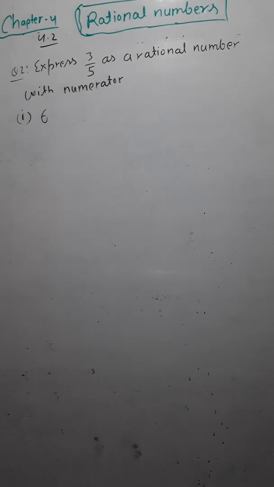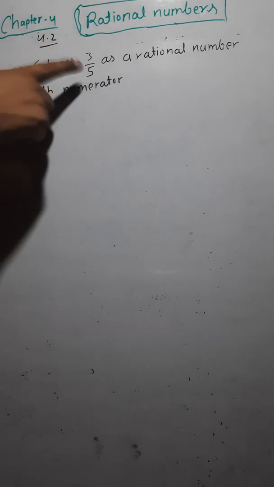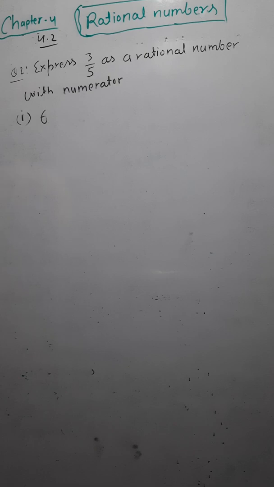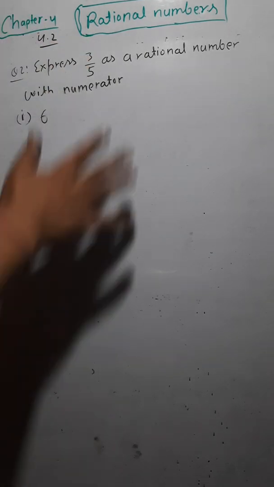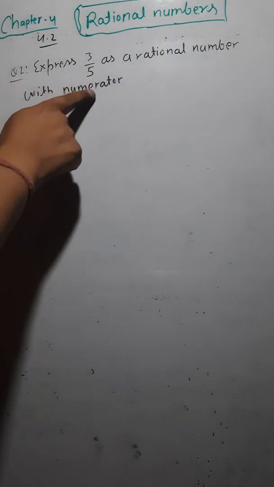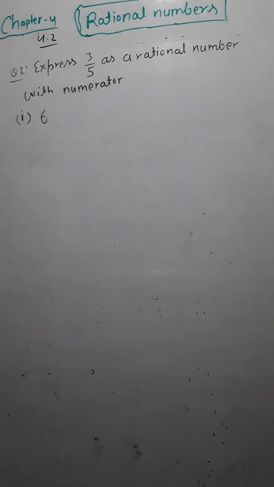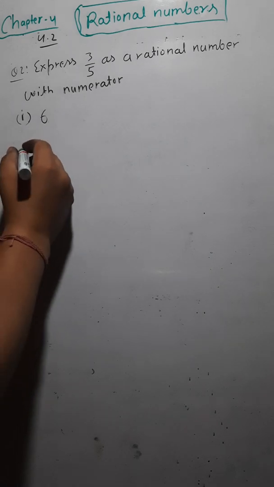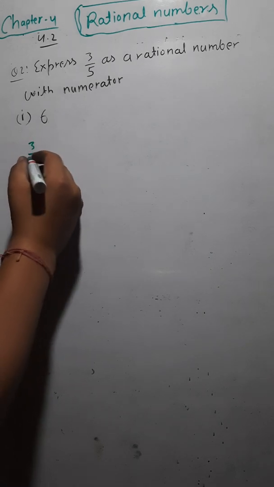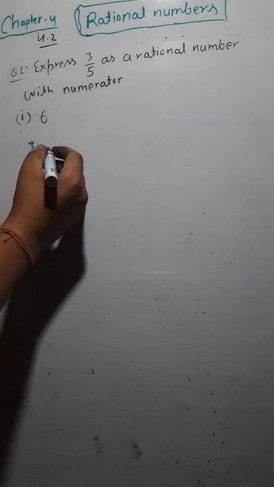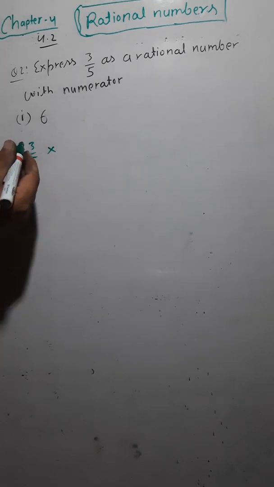Now this is the next question. Question number 2. Express 3 by 5 as a rational number with numerator 6. What is the question? Express 3 by 5 as a rational number with numerator 6. So how would you make this numerator 6 here? If I multiply it by 2. Yes or not? So you have 3 by 5. You have to make this numerator 6 here. How do you make this 6? If I multiply it by 2.